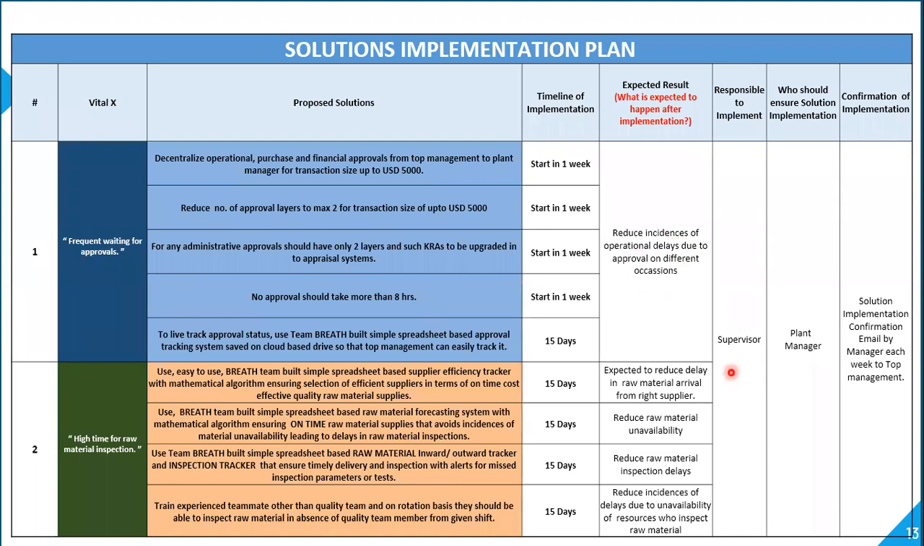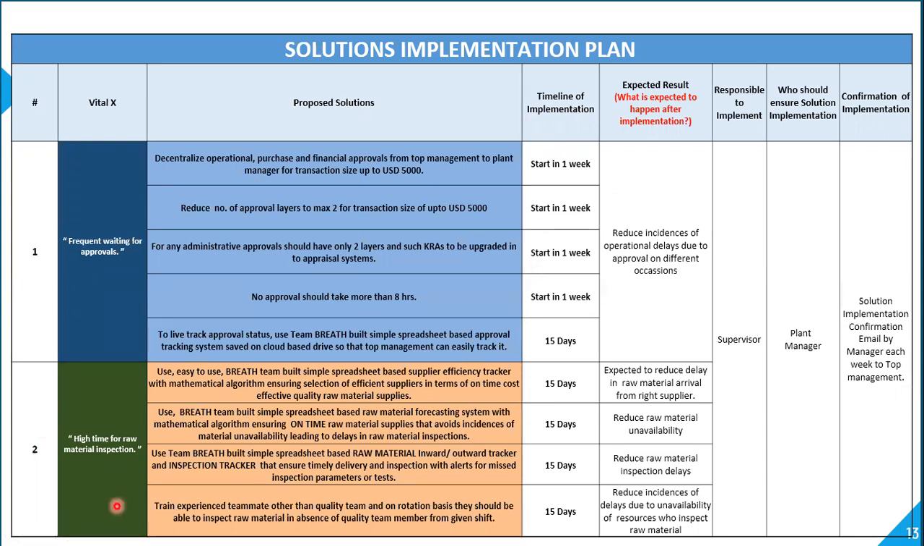And of course, responsible person: supervisor; accountable person: plant manager, who will ensure solutions are implemented by supervisors. And finally, confirmation of implementation: a solution implementation confirmation email by the manager each week to top management. So the manager will mail senior management or top management that yes, we are implementing the solutions or we have implemented the solutions. So tomorrow there shouldn't be a situation where solutions were not implemented. We have the proof that yes, those are implemented. We're going to do it for all the statistically significant causes. So this is how the solution implementation plan will look.